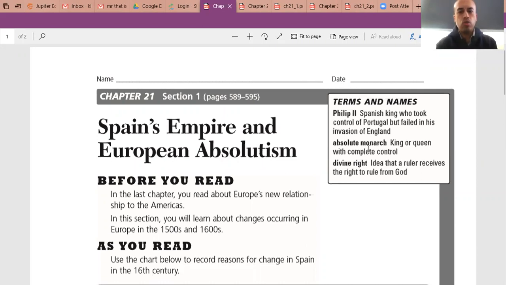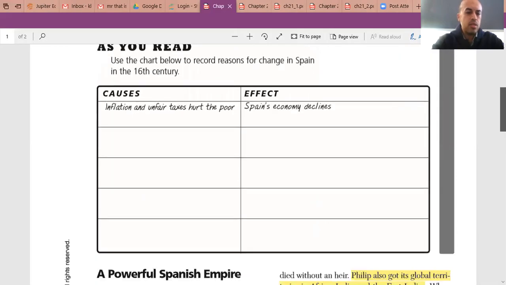Also, we have here on the top right corner of the skills booklet page some terms, definitions and names. The first term and name here is Philip II. Philip II was a Spanish king who took control of Portugal, but failed in his invasion of England. We may have a question here: who was Philip II? This is the answer for this question, and we also have a whole detailed answer that we are going to cover on this page. The second term is absolute monarch, a king or queen with complete control. The divine right is the idea that a ruler receives the right to rule from God. These are the three most important terms and definitions in this section.